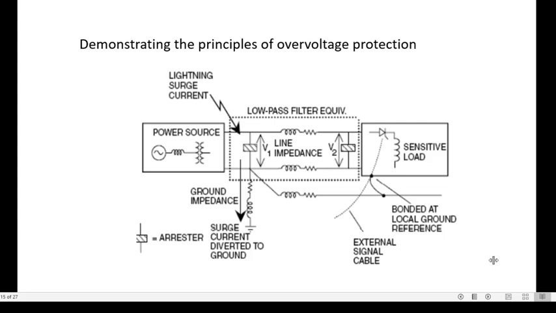So, good morning, students. Welcome back to the video lecture series on our unit number 3, that is transient overvoltages and the flickers. So, this is a simple single line diagram demonstrating the principles of overvoltage protection, where we are using the arresters basically, which divert the surge current to the ground, then bonded at a local ground reference, external signal cable, and low pass filters, and the position of the lightning arrester, LA, surge arrester even.